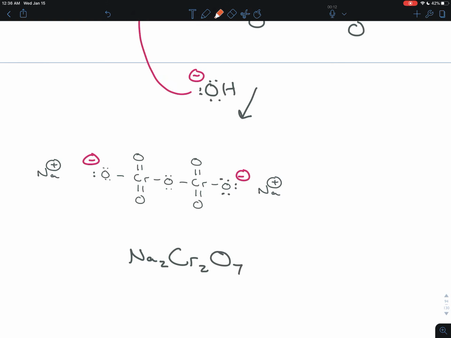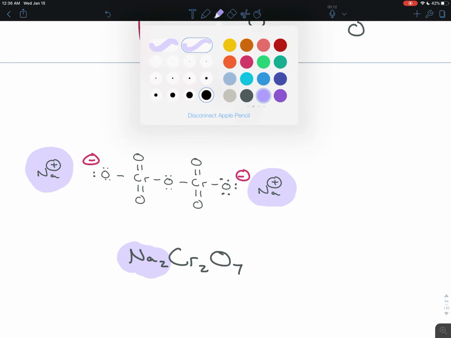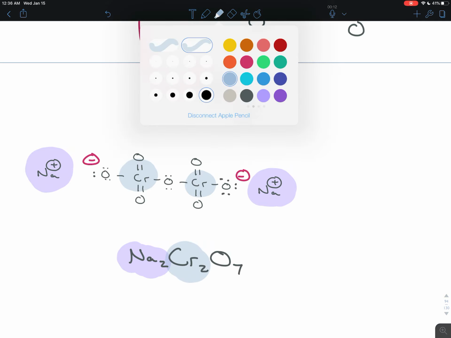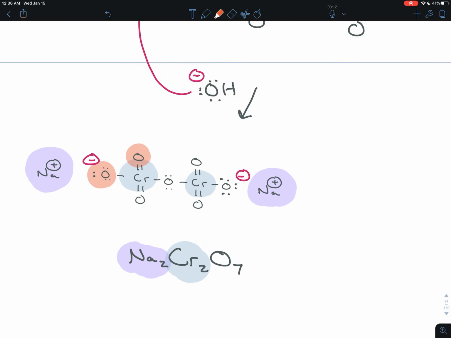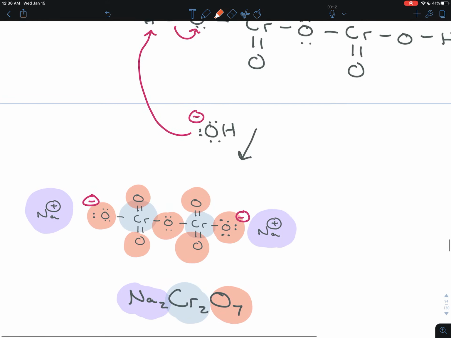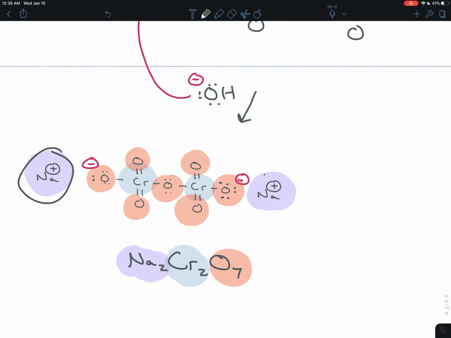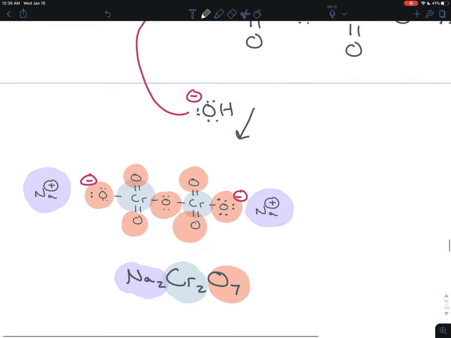So sodium dichromate. So you'd have two sodiums. You'd have two chromiums. And you'd have 7 oxygens. So 1, 2, 3, 4, 5, 6, 7. So sodium dichromate. If you had used potassium dichromate, the same exact thing would have happened, but you would have had potassium there instead of sodium.